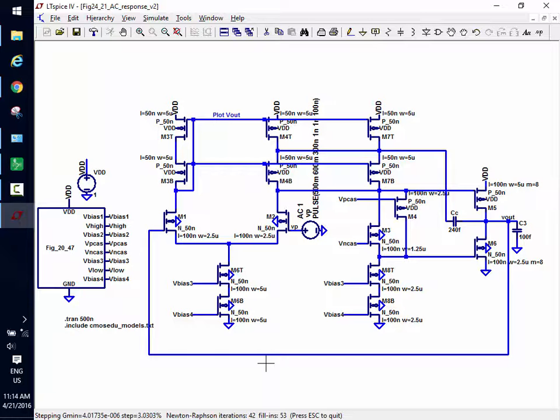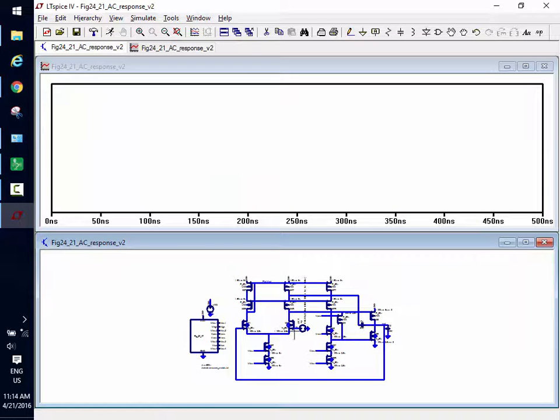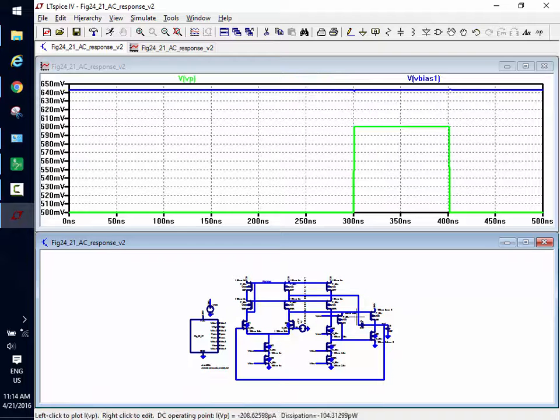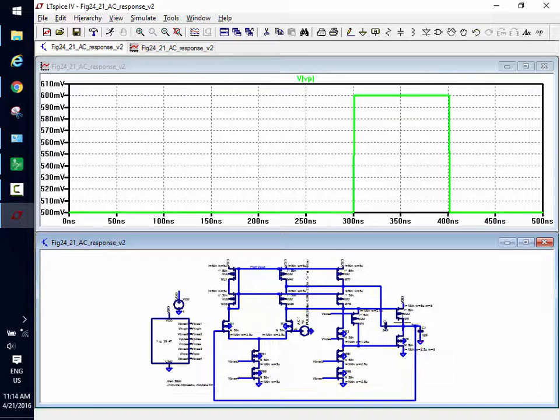Hit run. Plot the input. VN is 500 to 600. Let me just look at a bias voltage real quick. Yep, looks like it started up. Then what do I look at next? The output. Boom.